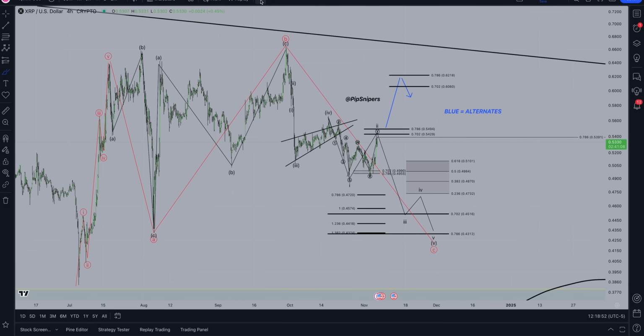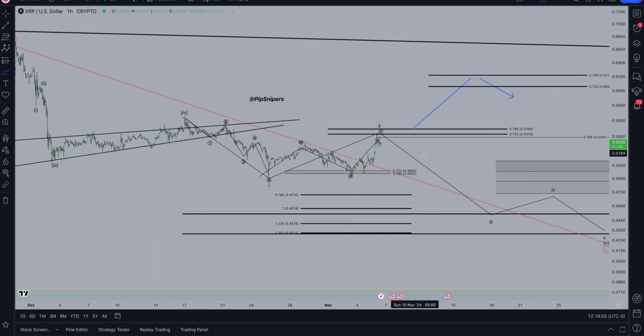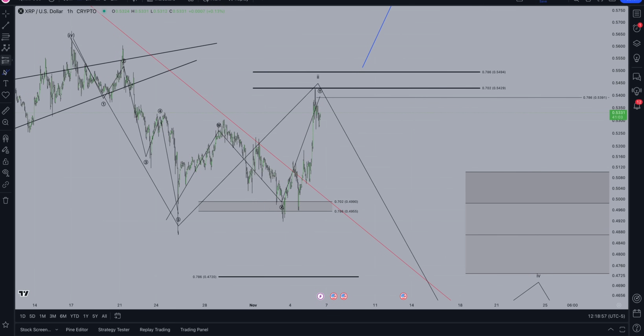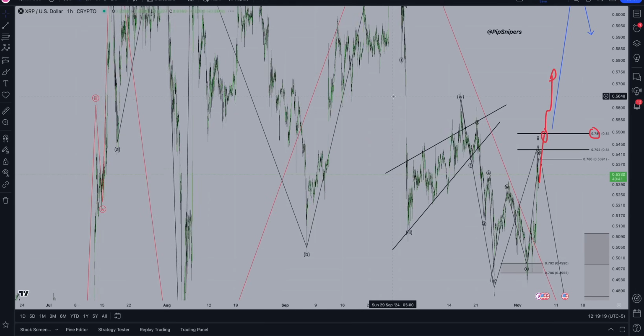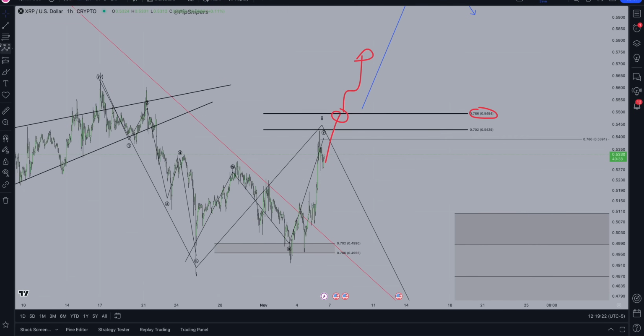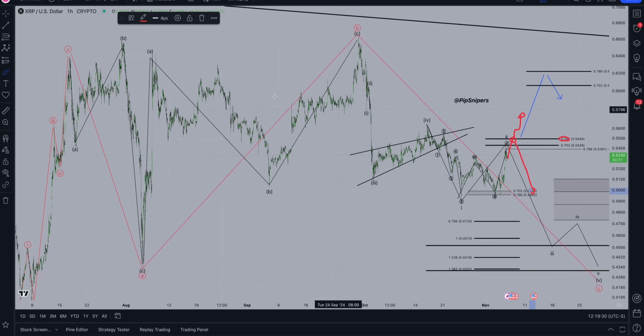So what you'd want to be looking out for going forward is a little bit of a push upwards towards this 786, towards this region over here. And then you'd want to see how the price reacts off this level, because if we get above this 786 at 0.5494, then it's likely we'll see continuation up towards 60 to 62 cent. But if we can't get above it, then it's likely this move would be a fake out, and then we come down for your wave 2 of 5.